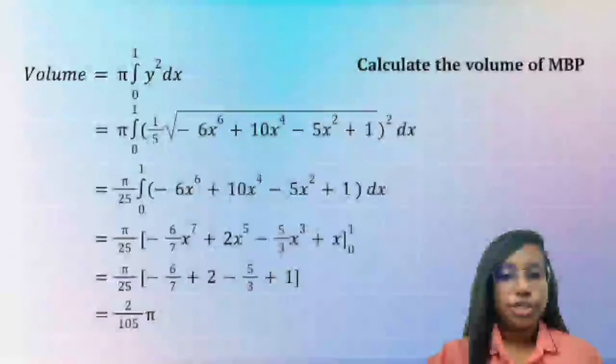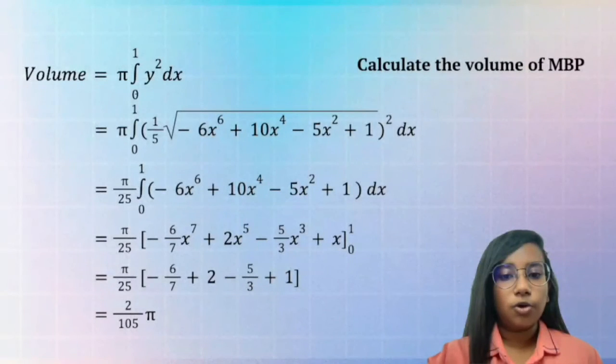After squaring the equation, I took out the constant, which is 1/5 and the square root, and got pi over 25, and integrated the remaining part of the equation, which is negative 6x to the power 6 plus 10x to the power 4 minus 5x squared plus 1. After integrating, I got negative 6 over 7 x to the power 7 plus 2x to the power 5 minus 5 over 3 x to the power 3 plus x.